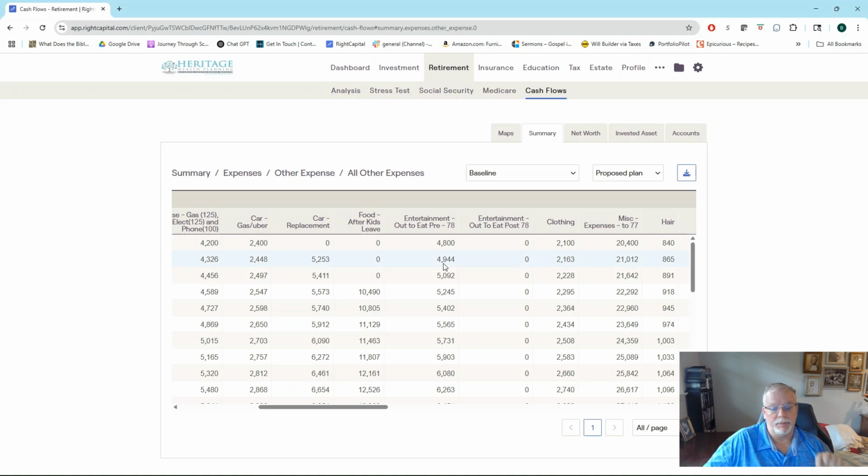That introduces some inflation into my entertainment. And I should do that for all these things that have inflation, right? That way, when I'm in the budget board, which I guess I'll show you. There's no reason I'll show you. That's a pretty simple concept.